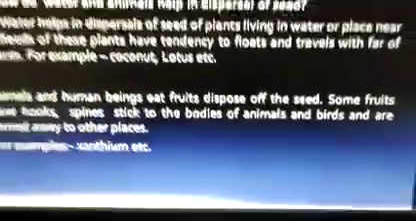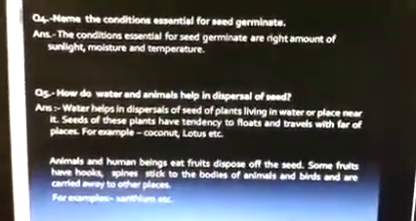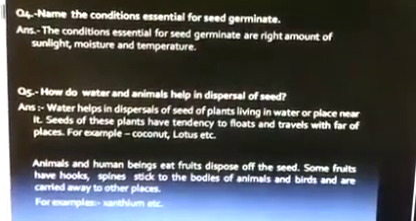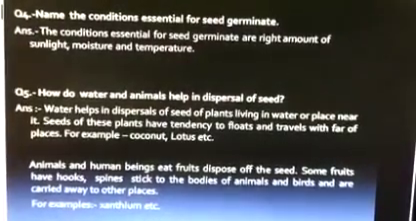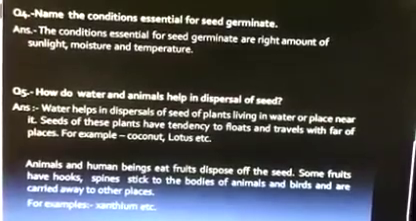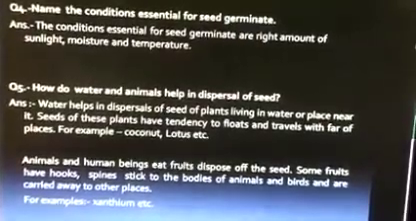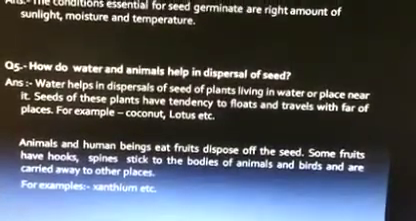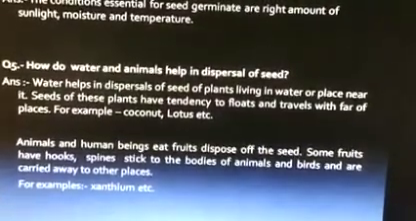Now move to question number 4. Name the condition essential for seed germination. The conditions essential for seed germination are the right amount of sunlight, moisture and temperature. Question number 5. How do water and animals help in dispersal of seeds?